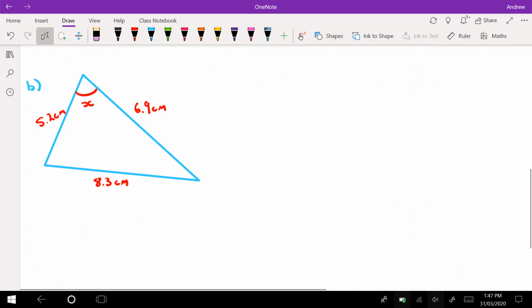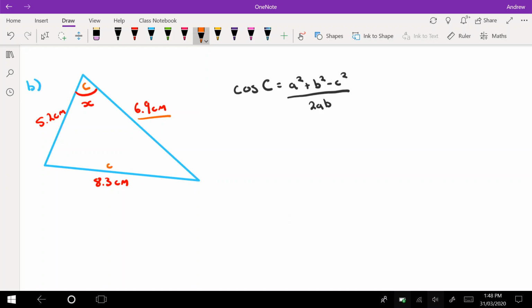So the cosine of the angle C is equal to a squared plus b squared, take c squared, over 2ab. According to this formula, this is my angle C, which means this has to be side C, which means that 6.9 and 5.2 are sides A and B. Just be careful that you don't confuse those sides up because that will distort your final answer.